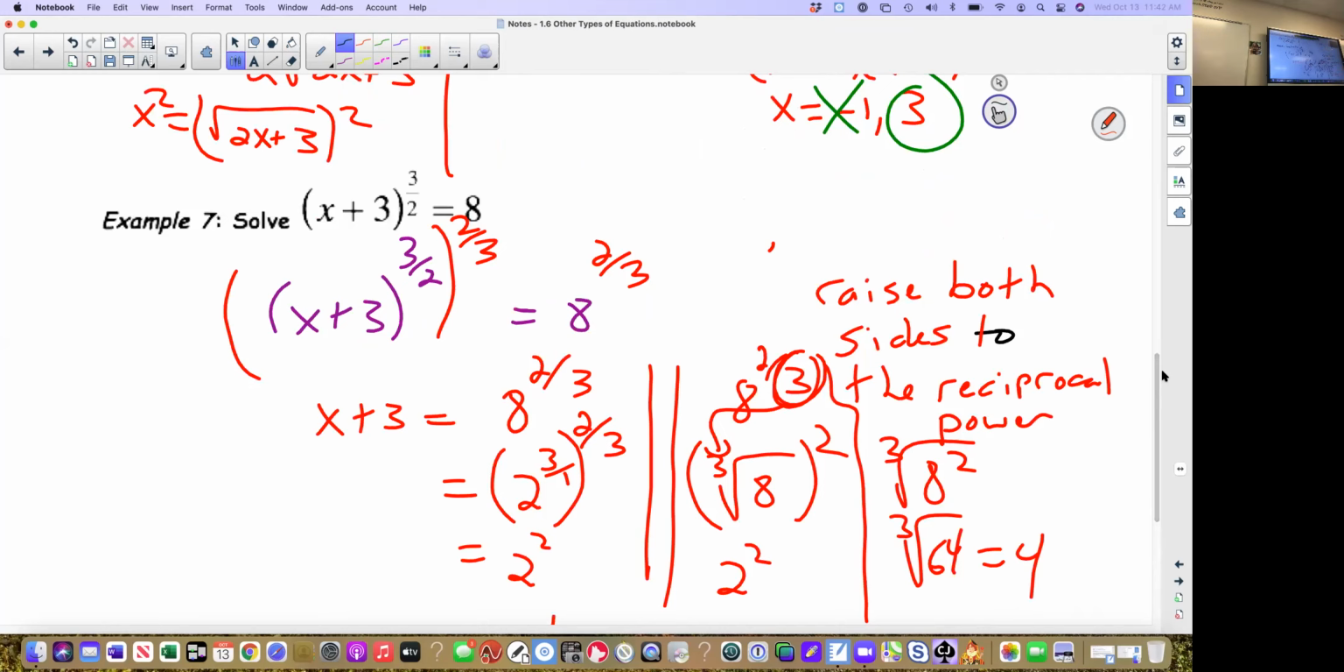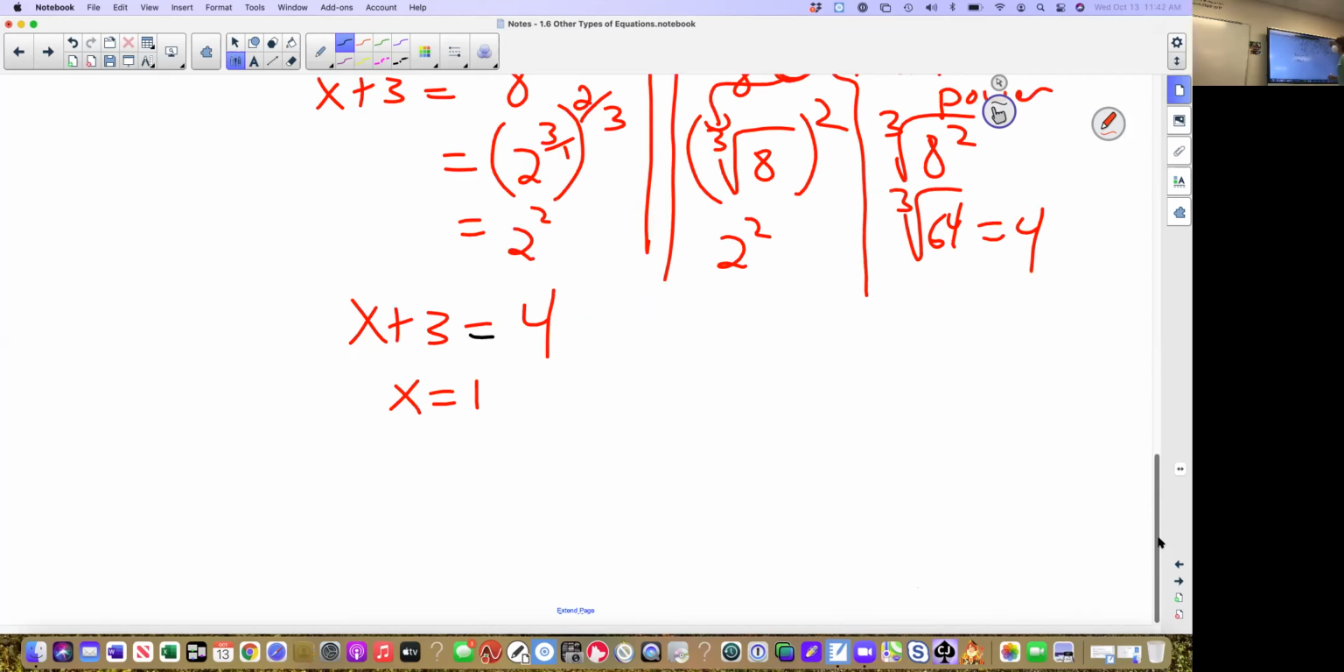So I'm going to go back to my original one and substitute in x equals 1. So I'm going to check x plus 3 to the 3/2, right? This was our original thing equals 8. We gotta put this in. So it's 1 plus 3. Did I copy this right?